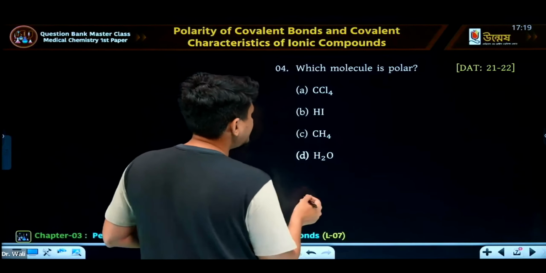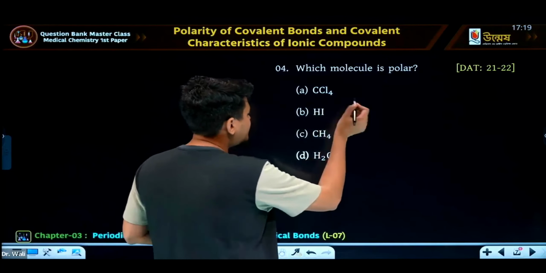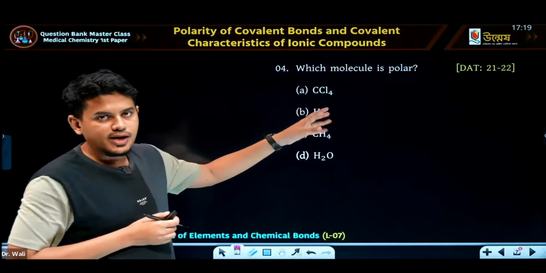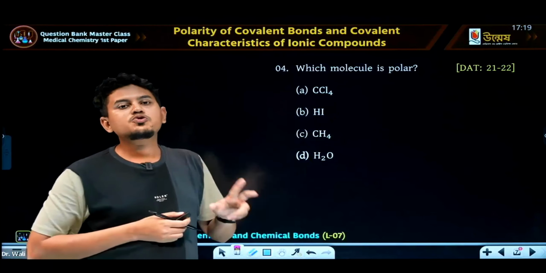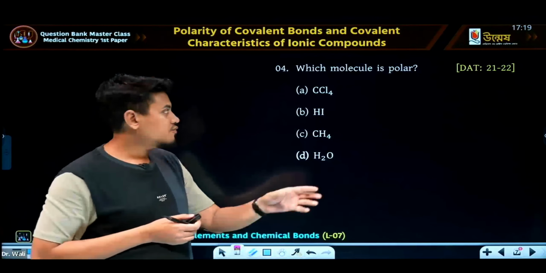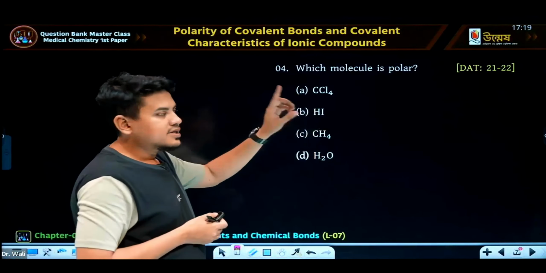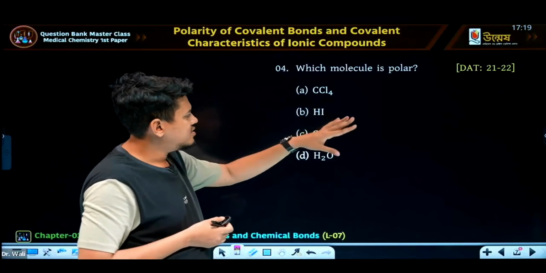On the other hand, in the case of hydrogen iodide, will it be polar? For hydrogen iodide, the difference of electronegativity will come in handy here. The difference of electronegativity of a diatomic molecule should be more than 0.5 for considering that molecule as polar. Iodine and hydrogen.